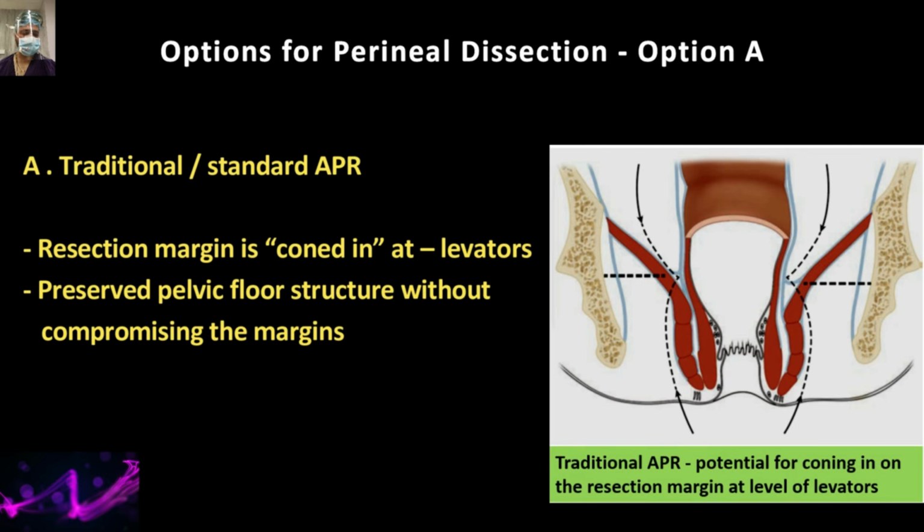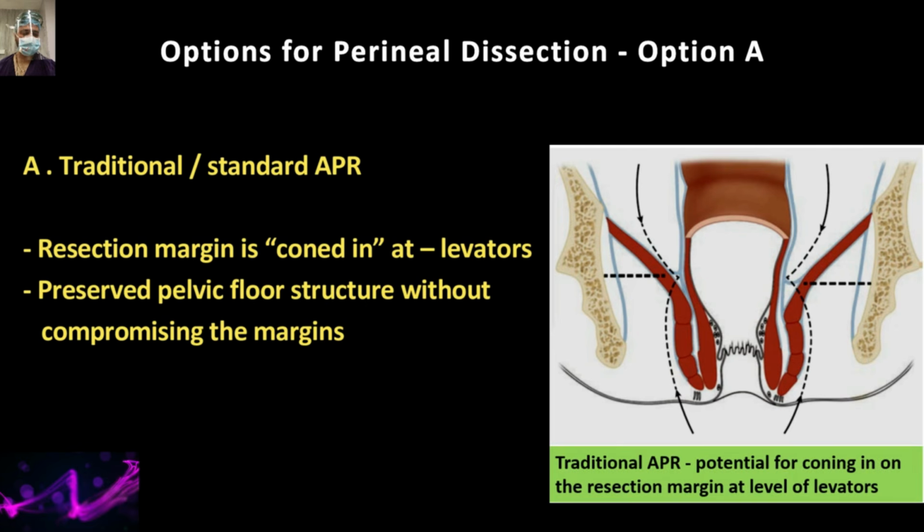One is the traditional standard APR and another is ELAPE. So in option A, the resection margin is coned in at the levators. As we reach the level of the pelvic floor, we go towards the rectum. Before that, it is all parallel dissection. As we approach the pelvic floor, that is the levator ani which forms the pelvic floor, we are coned in as depicted in this diagram, and there is a potential of coning that we come too close, specifically if the tumor is at this location.